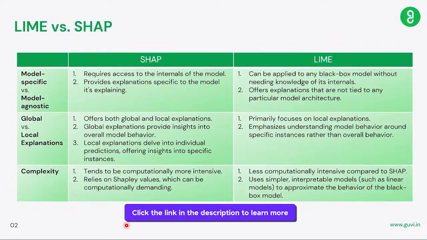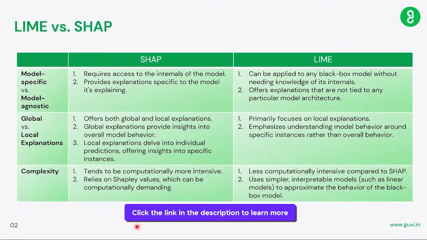Now look at the complexity. What's the complexity? Sharp tends to be computationally more intensive due to its reliance on the Shapley values. Whatever the values that are generated by Sharp, you call them the Shapley values. While Lime is computationally less intensive, but may sacrifice some accuracy for simplicity.